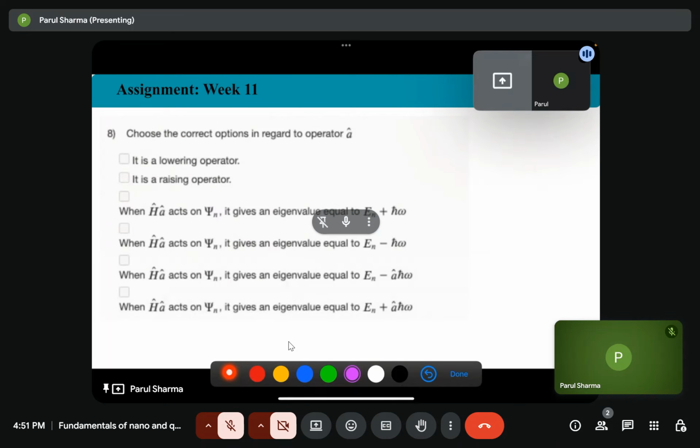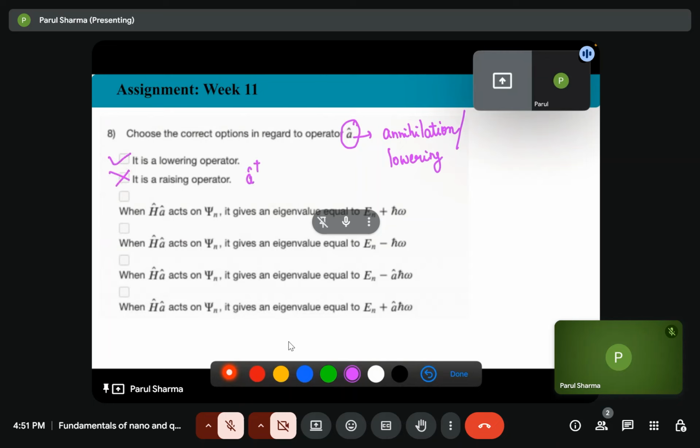Next, choose the correct option in regard to operator A. So A is the annihilation operator, or lowering operator. So first of all, it is a lowering operator. It's not a raising operator. Raising operator is A dagger.